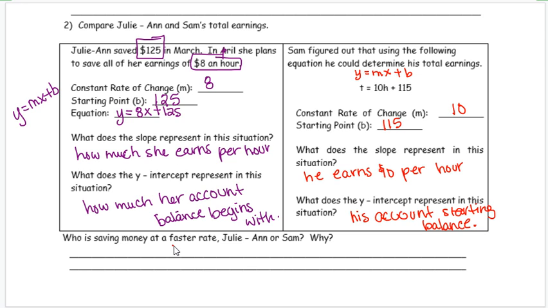So it says, which is saving money at a faster rate, Julianne or Sam? So we know Julianne started with $125 in her account, and she earns $8 an hour. Whereas Sam started with $115 in his account, however, he earns $10 per hour. So even though Julianne started with more money in her account, she only makes $8 an hour. And Sam started with less money, $115, but he makes $10 an hour, so he makes money at a faster rate. So my answer here would be Sam, because he has a greater rate of change.